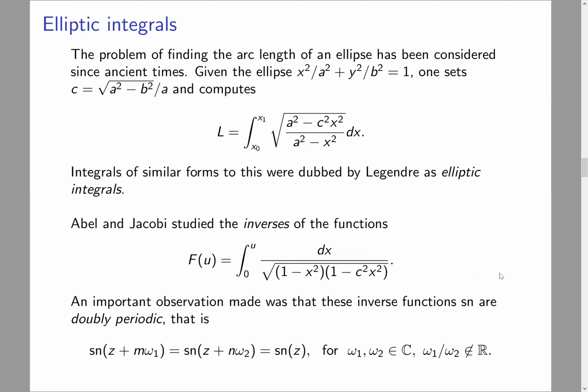And the amazing property this function has is, viewed as a function on the complex numbers, it's periodic in two different ways. There are two distinct complex numbers, linearly independent over R, that is, their quotient is not a member of the real numbers, such that this function, the inverse of f, is periodic in each of those directions. So for integers m and n, any integer multiple of omega 1 or omega 2, the function is preserved under those.